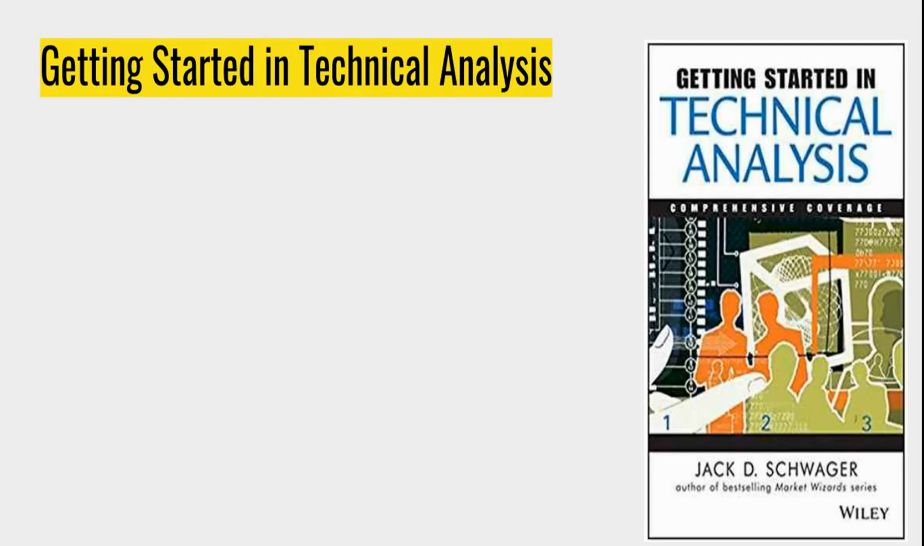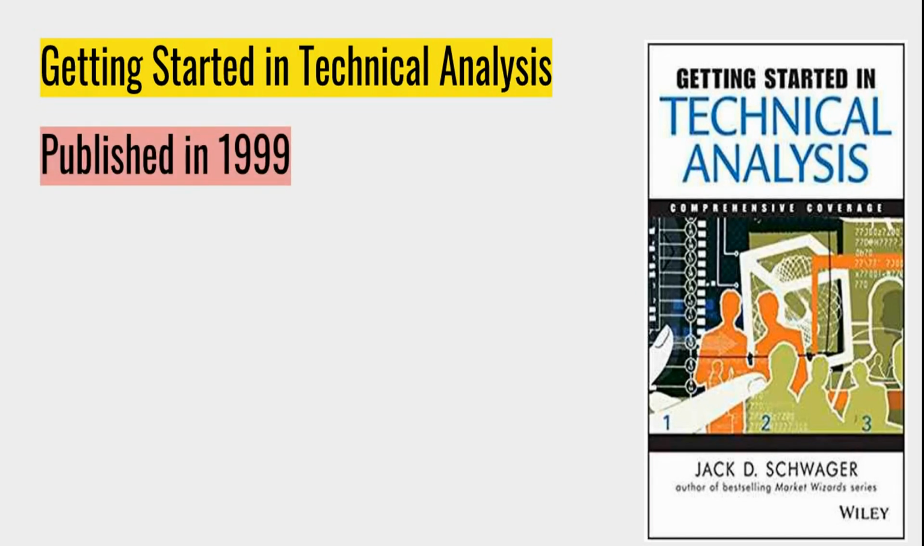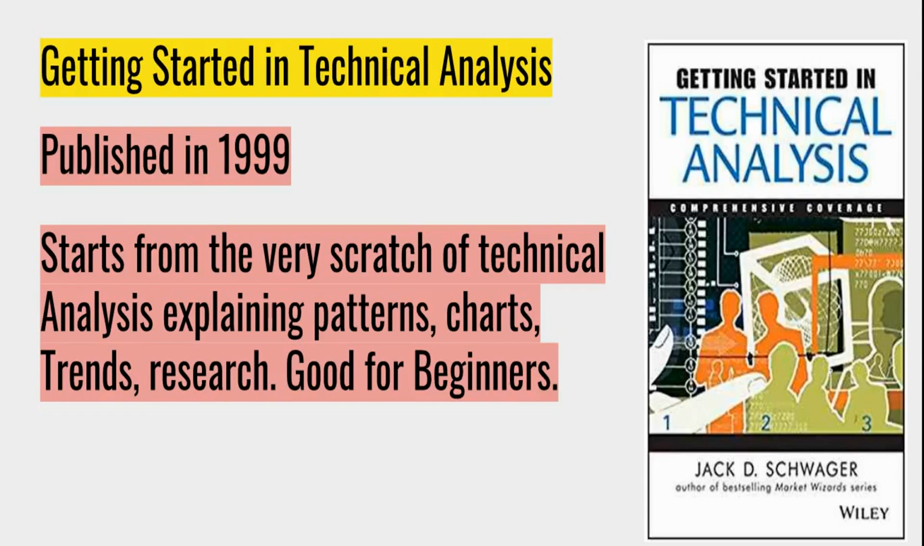So the first book on the list is Getting Started in Technical Analysis. This book was published in the year 1999. It talks about a lot of concepts, starts from the very scratch of technical analysis. It talks about patterns, then it talks about different types of patterns, different types of charts, trends, share market research. It's an optimal book for beginners, which was written by Jack T. Schwager, and the book has basically an idea on all kinds of topics that come under the umbrella of technical analysis. It's priced at around 1990 rupees, depending on the kind of book you want. If you want a hardcover, if you want at the same time Kindle edition, so there are different pricing techniques there.